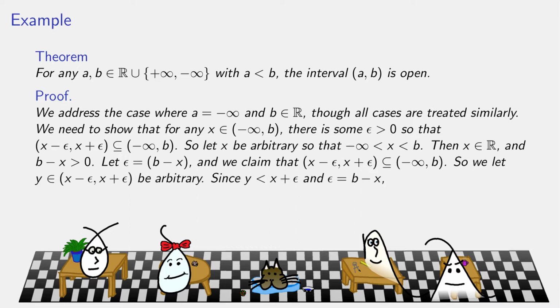So let's prove that. Pick anything in between x minus epsilon and x plus epsilon, let's call it y. It must therefore be less than x plus epsilon because it is in the interval that ends at x plus epsilon. Since epsilon is b minus x, if I just substitute this epsilon for this one, we get exactly that y is less than b. And if y is less than b, it belongs to the interval of that form, minus infinity to b. So any y less than x plus epsilon will in fact be less than b.